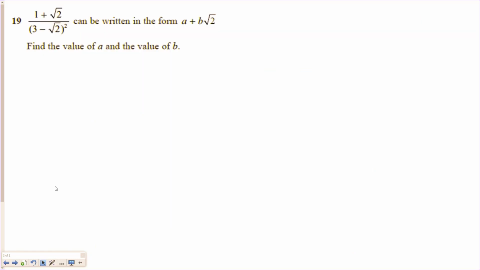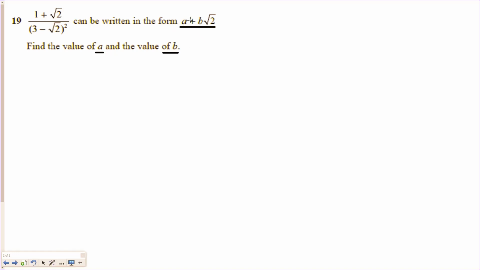This is question 19. (1 plus root 2) over (3 minus root 2) squared can be written in the form a plus b root 2. Find the value of a and find the value of b. Let's start by underlining the key words in the question. A plus b root 2, find the value of a, better underline that, and find the value of b.